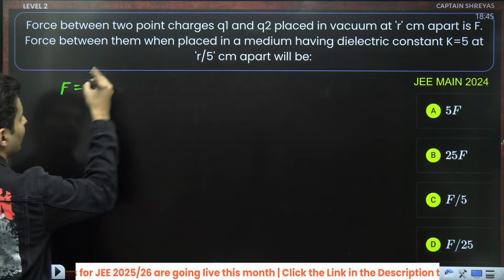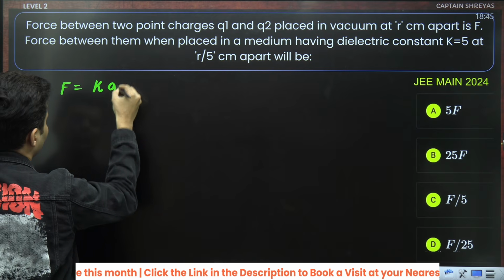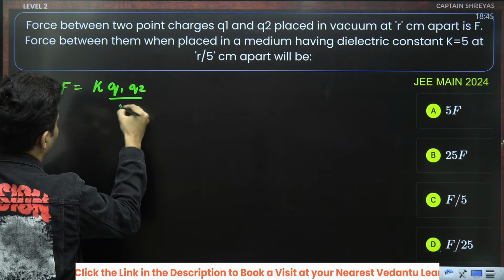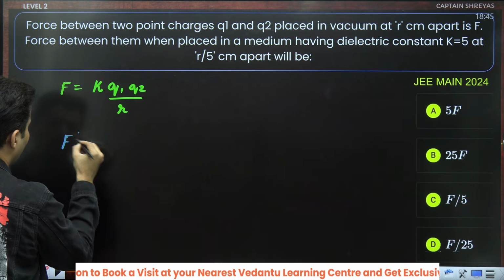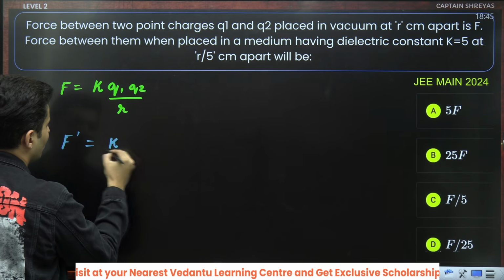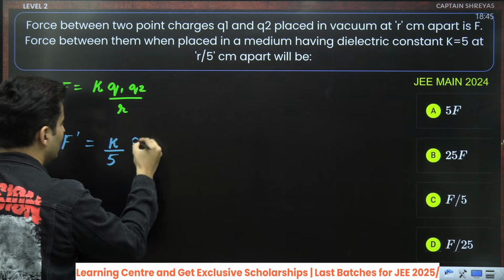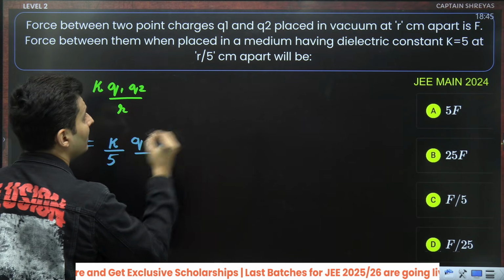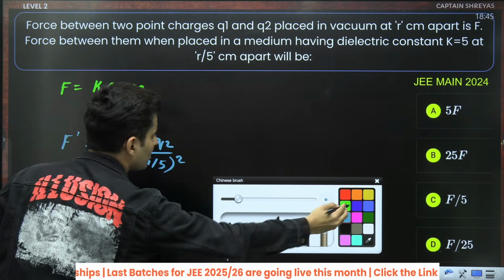Initially, when the distance was r, the force is F. So by Coulomb's law, it will be K Q1 Q2 divided by r square. Next time, the new force, I will call it F prime, will be the Coulomb's constant divided by the dielectric constant, which is 5, so it will reduce 5 times. The charges are the same. The distance is r by 5, so r by 5 whole square. So here also the square was needed.